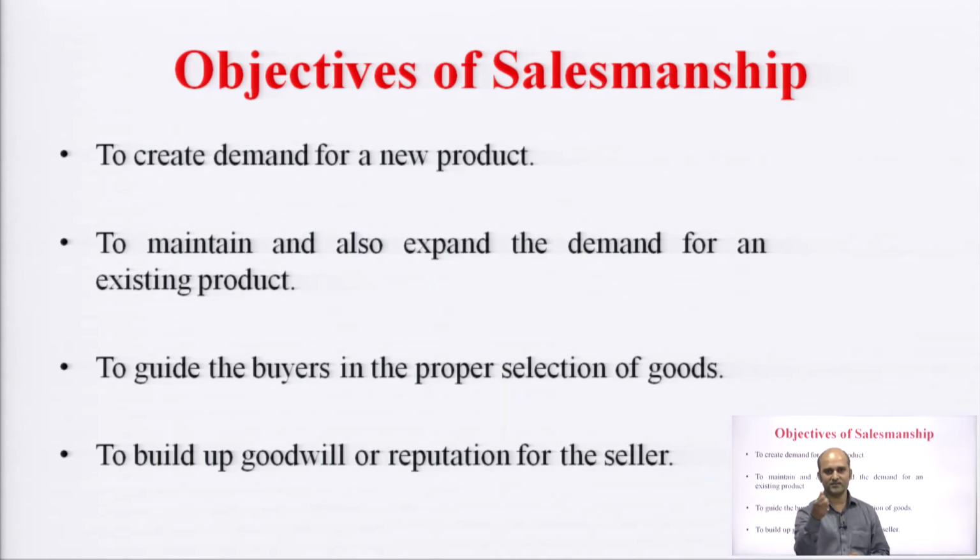Suppose there is a product like Nycil powder. Nycil powder works very well for itching, especially in the rainy season or in the summer. So, you will try to motivate customers: if you are having some itching problem or other issues, then you can use Nycil powder.